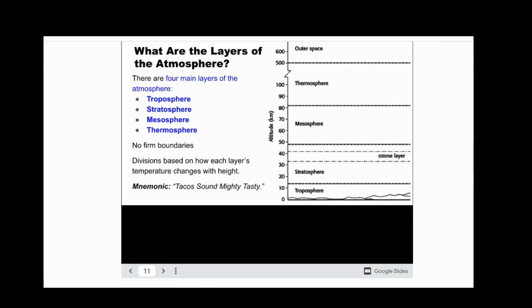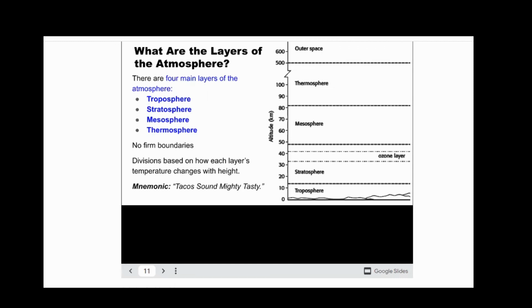So the 4 layers of the atmosphere that we're going to talk about, these are our main 4 layers. There are some minor layers with this as well. We'll talk about one of those, but we're really only going to worry about these 4 major layers. Troposphere, stratosphere, mesosphere, and thermosphere. And those are listed in order from closest to the Earth to furthest away. Outside of the thermosphere, you get outer space. And one thing to note about these is there's not a firm boundary. It's not like when you get from one to the next, you hit a ceiling and have a sudden change. They kind of blend into each other.